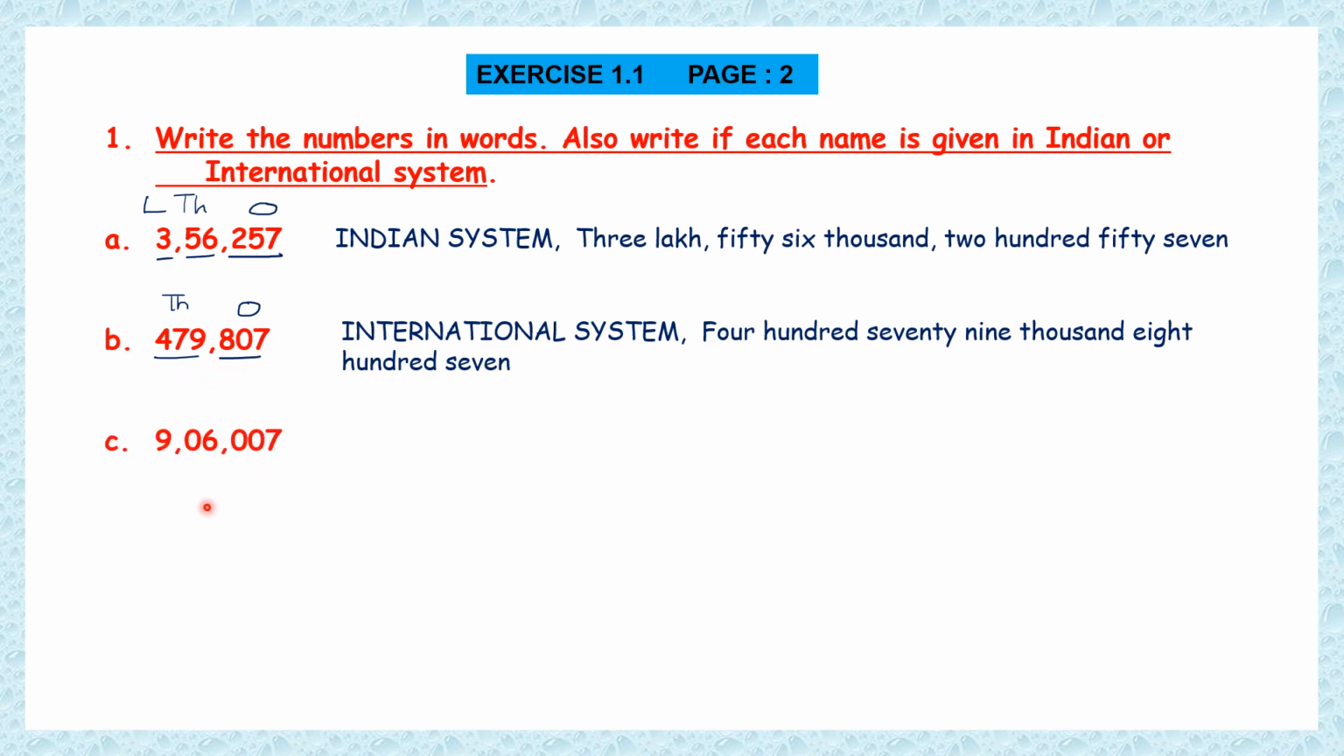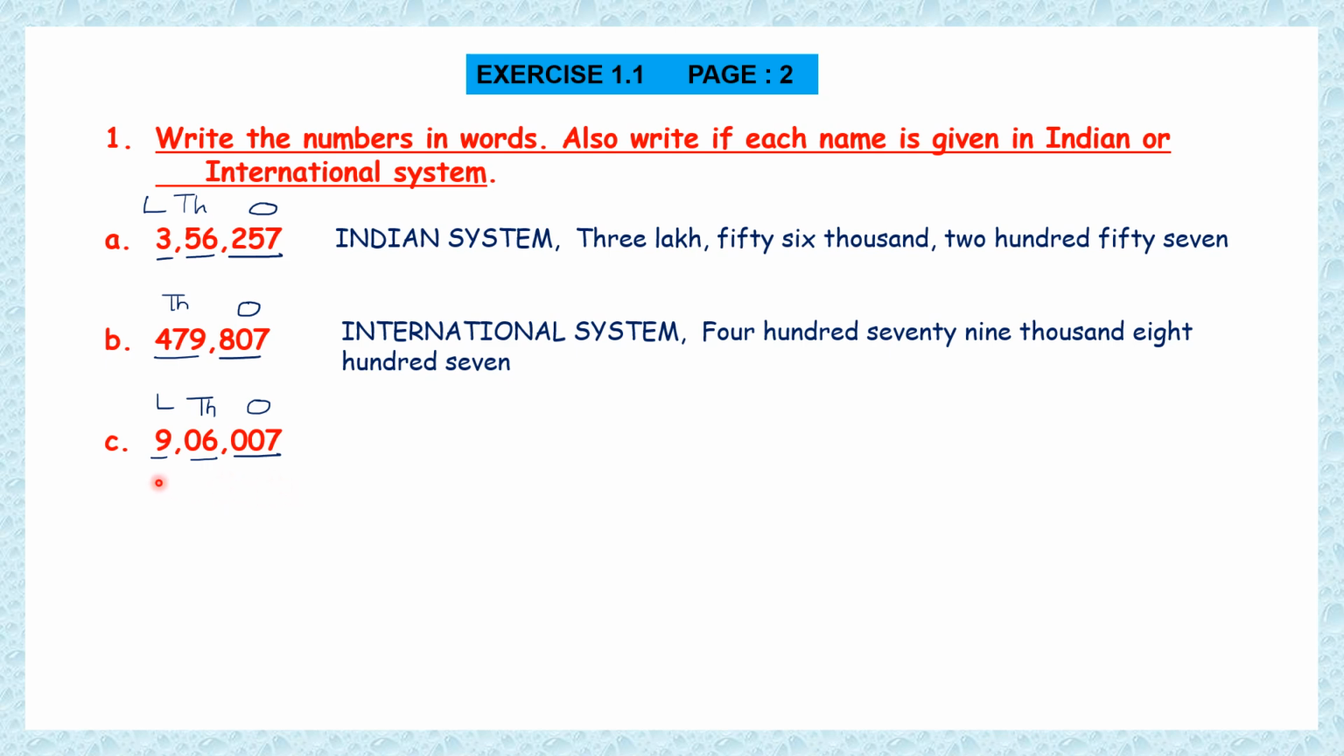Next one. So here let's see how many periods we have. We have 1, 2 and 3 periods. The commas are separating the periods. So here ones, tens and hundreds forming the ones period, thousands and 10,000s forming the thousands period, and we have lakh here forming the lakhs period. So if there are 3 periods in a 6-digit number, that means that is the Indian system. So now we know this is the Indian system.